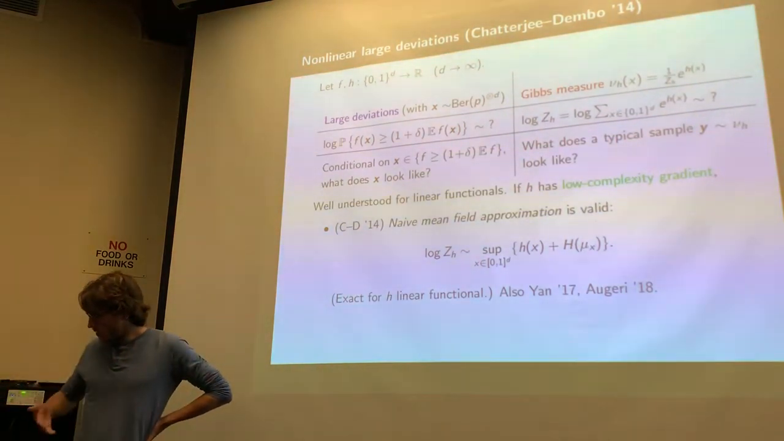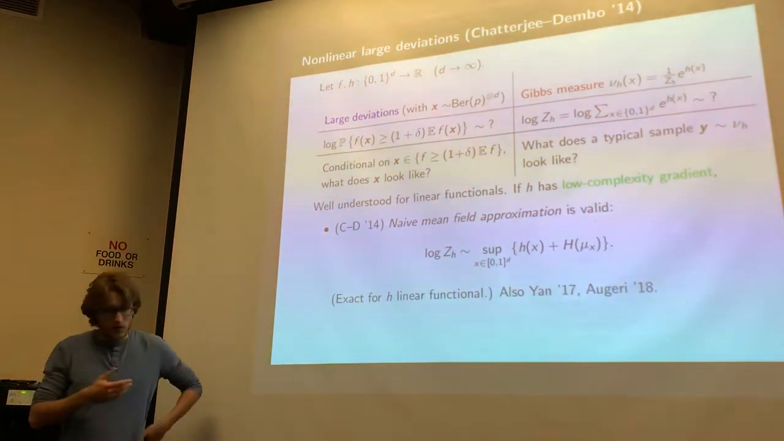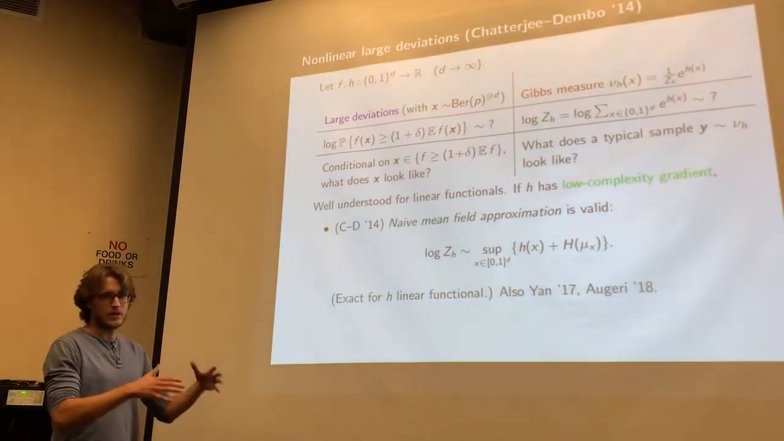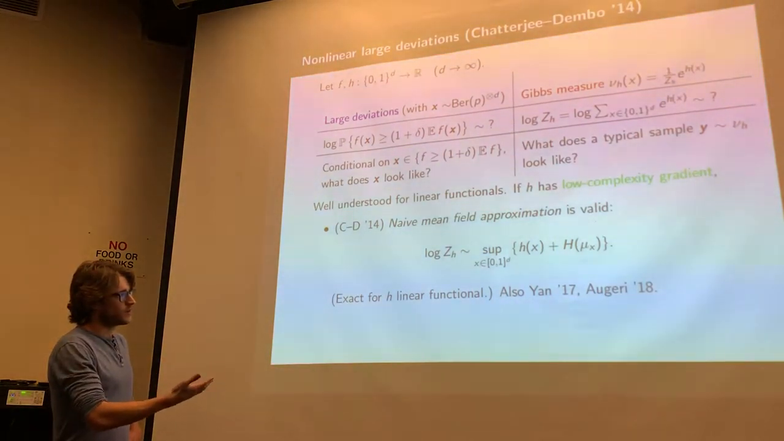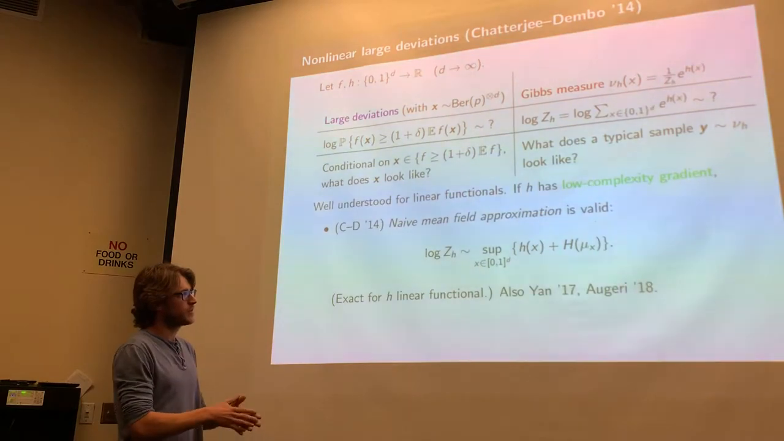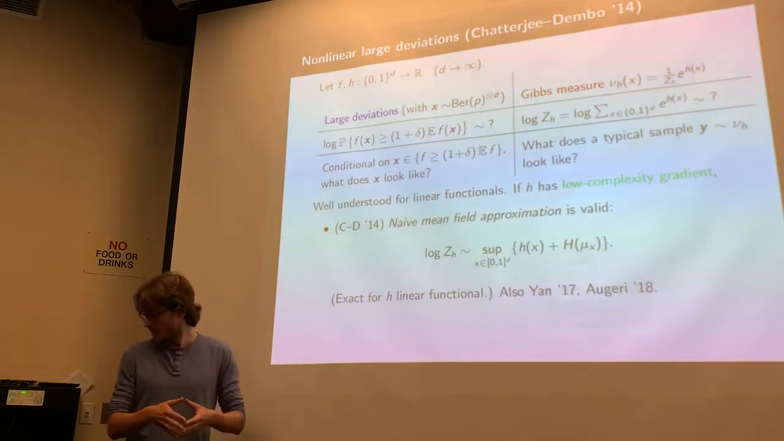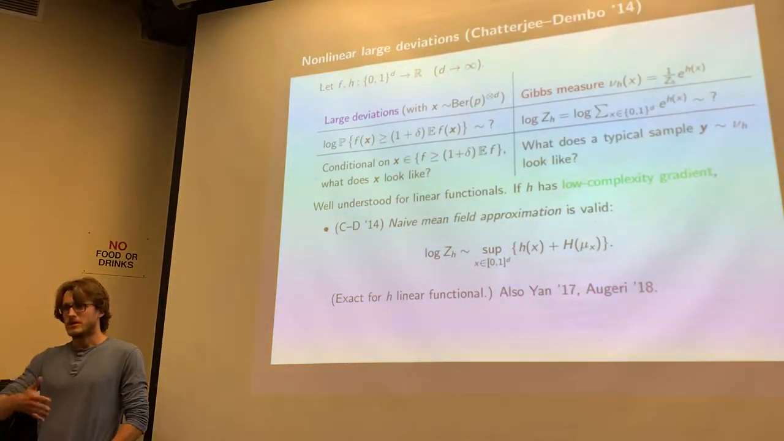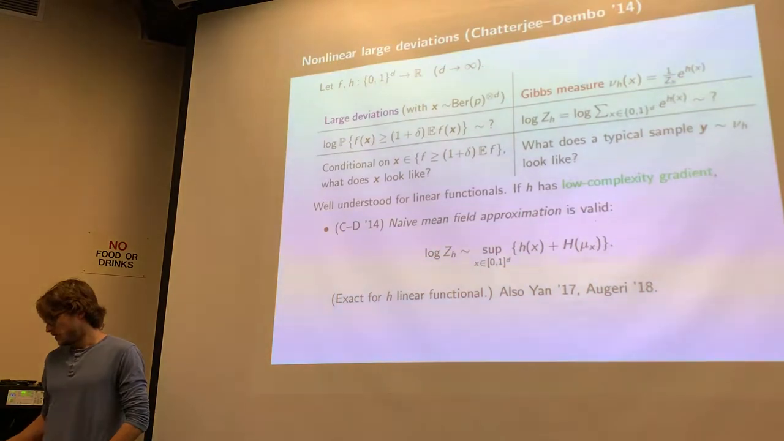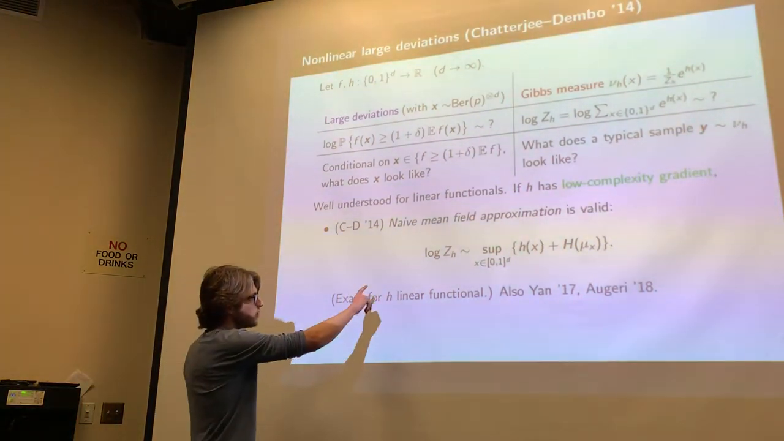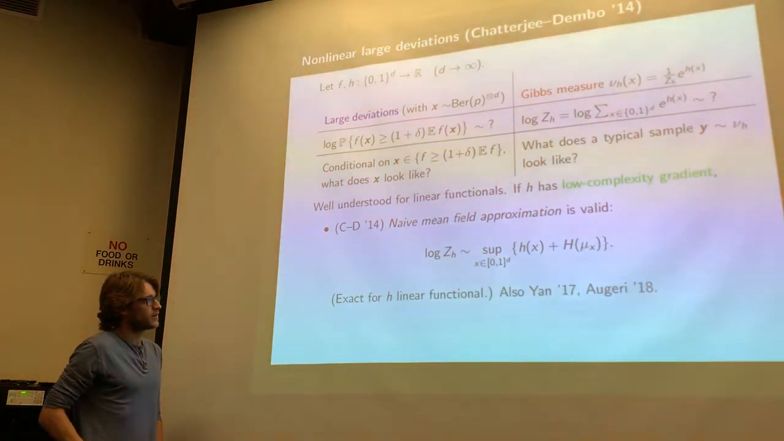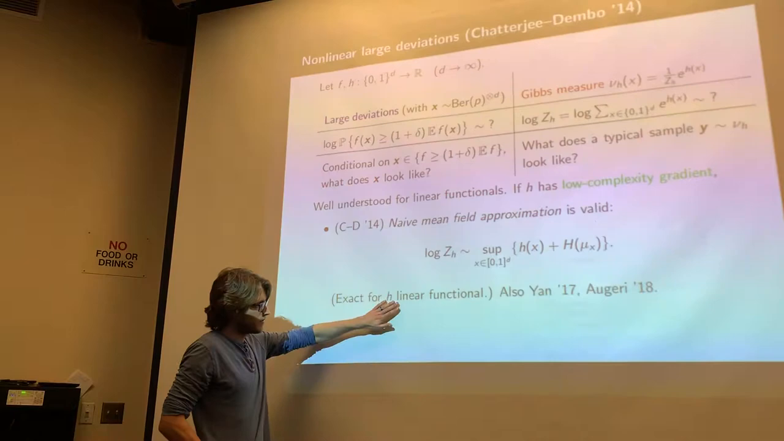Okay. So what did Sourav and Amir do? What they noticed is that if the function you're looking at is in some sense a low complexity combination of linear functions, then you can still get the same answer in some sense. To be more precise, if the Hamiltonian has a low complexity gradient, meaning that the set of values that the gradient can take can be efficiently approximated by a small net, then for this top right question, you get an asymptotic formula for the free energy, which is called the naive mean field approximation, and this is actually just an identity if this is a linear functional.